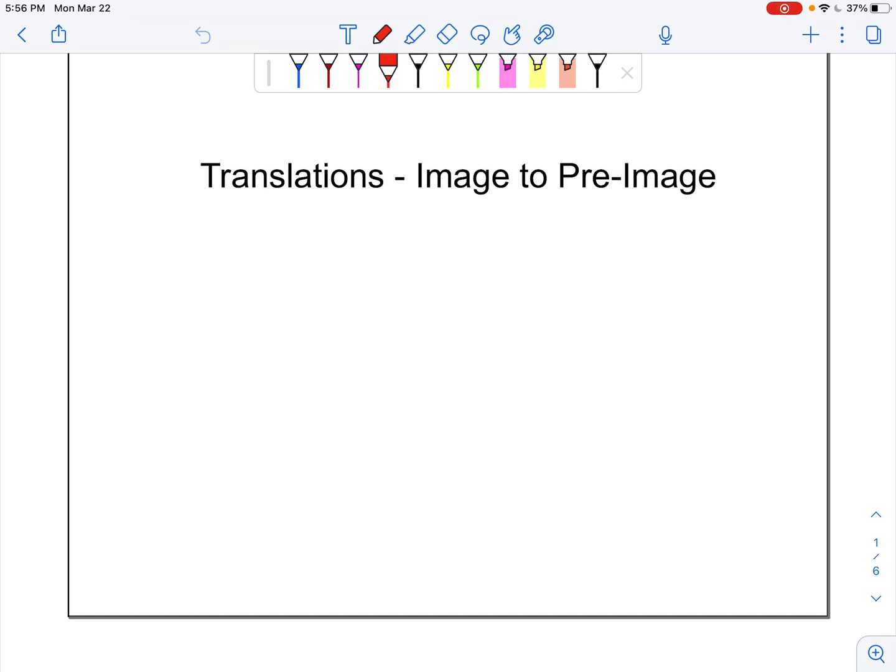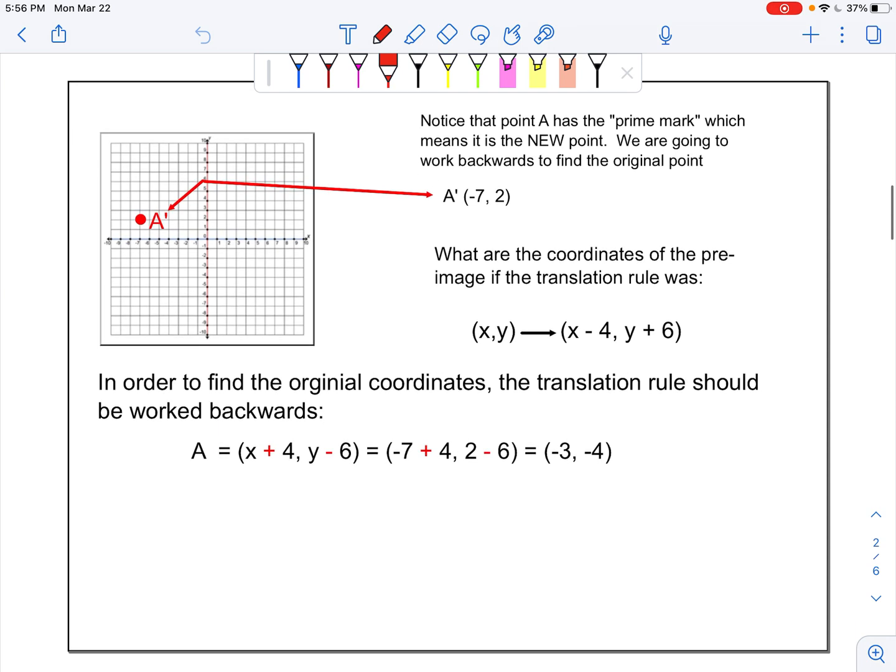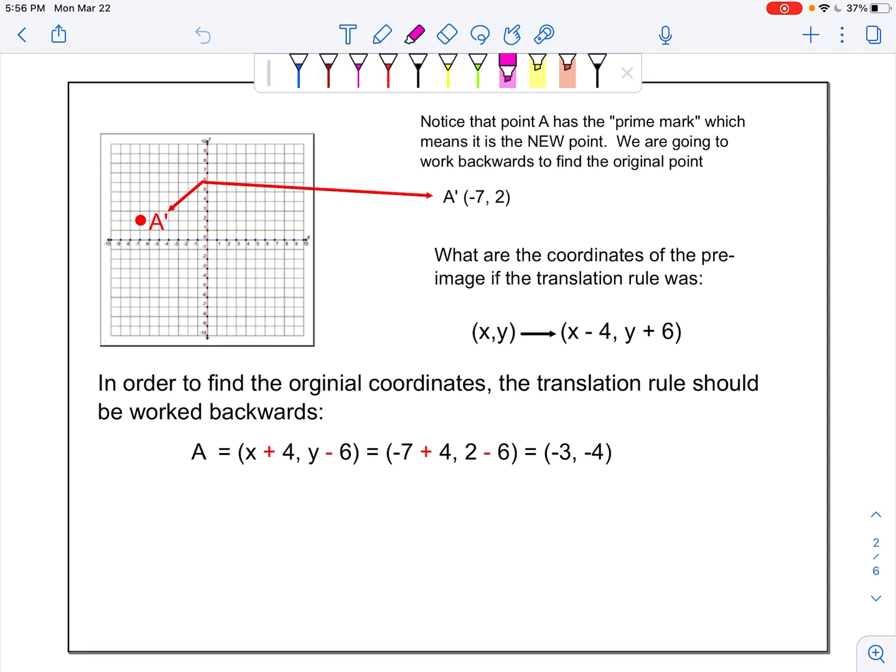Today's lesson is on translations, but now we're going to be working from image back to pre-image. Remember, image is the new one and pre-image is where it started. So you notice at this point A has the prime mark, which means that it is the new point, and we're going to work backwards to find out where it started.